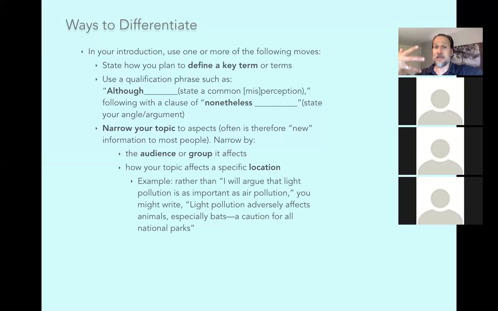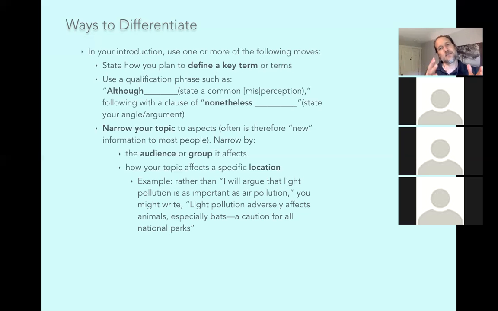You can see immediately in that phrase, we've now got a statement of effect, right? It adversely affects. There's more of a flex there, if you will, more of an opinion. And now we have a specific group that it's affecting, right? Light pollution's affecting animals. Let's get even more specific. It affects especially bats. And then what is the implication? Why should I care? Oh, it's a caution for all national parks. Oh, I might care about national parks.